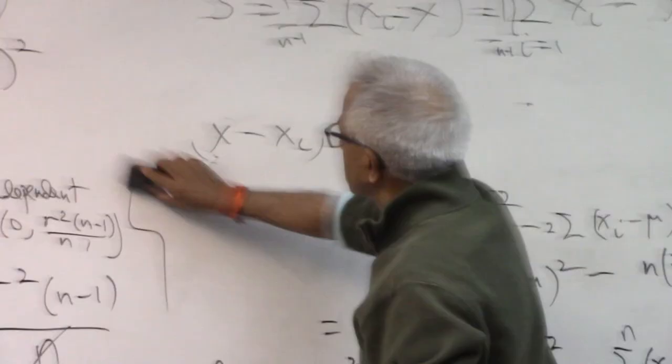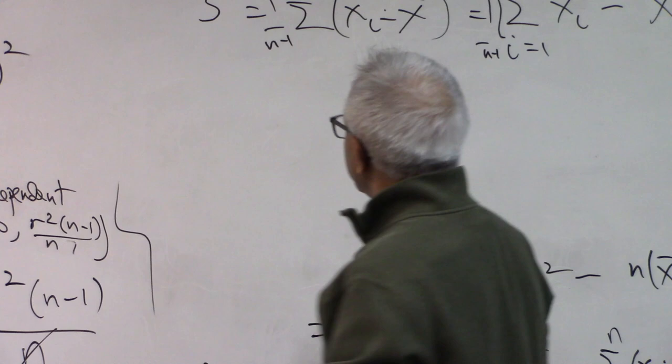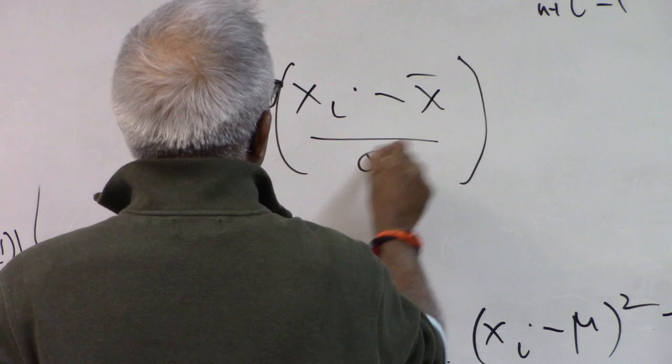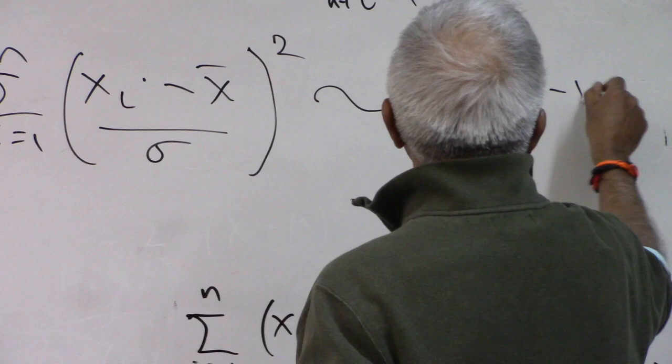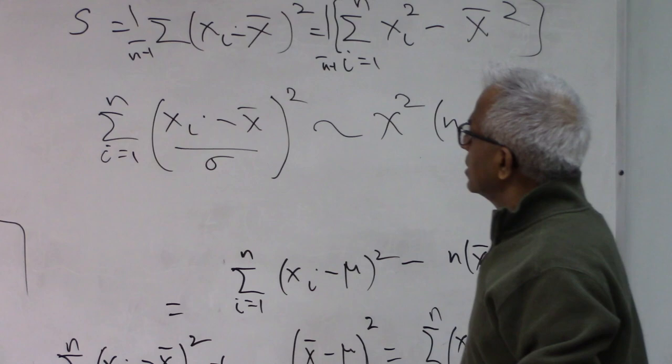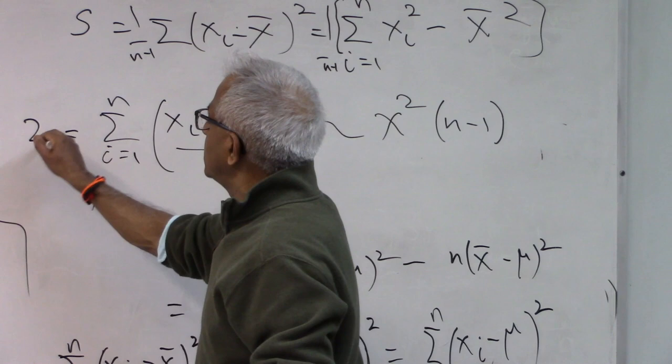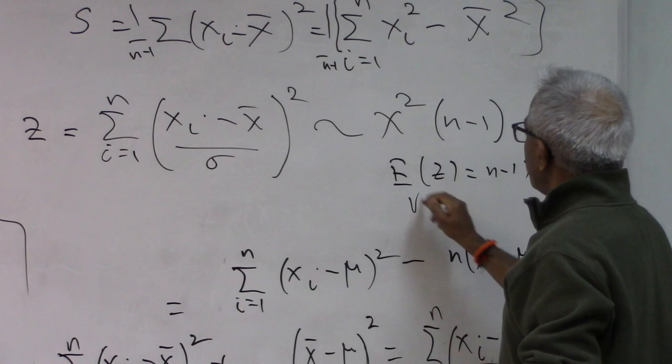So what we can conclude is that the sum of (xi minus x bar) squared over sigma squared is chi squared with n minus 1 degrees of freedom. Okay. So how do you get S? If I call this quantity Z, the expected value of Z is n minus 1, and the variance of Z is 2(n minus 1).